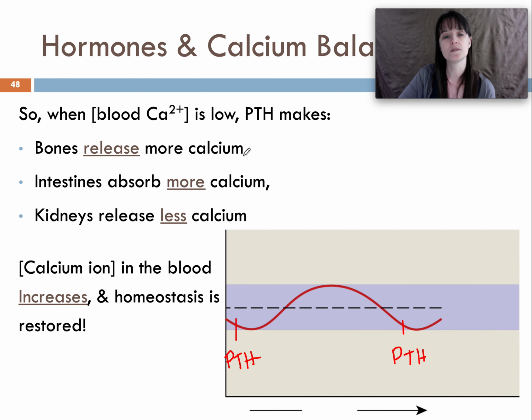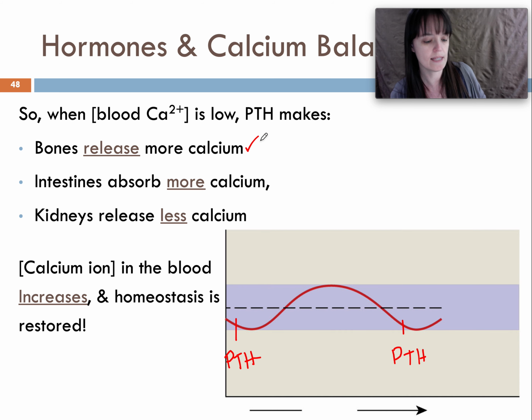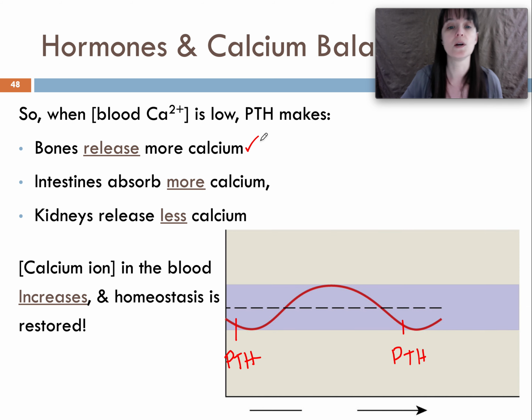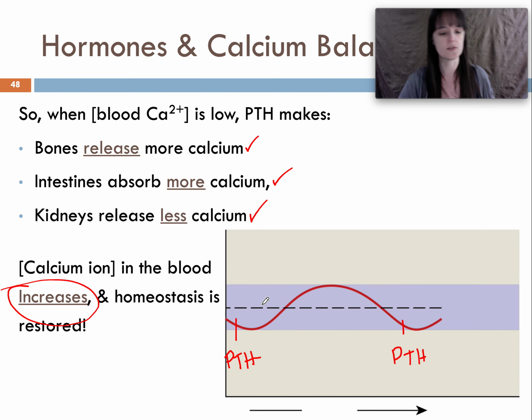And makes the bones release more calcium. And this is the little paragraph, meaning that when there's not enough calcium in the blood, parathyroid hormone makes the bones release more calcium, the intestines absorb more calcium, and the kidneys release less calcium into the urine. Therefore, calcium ion in the blood increases and homeostasis is restored.